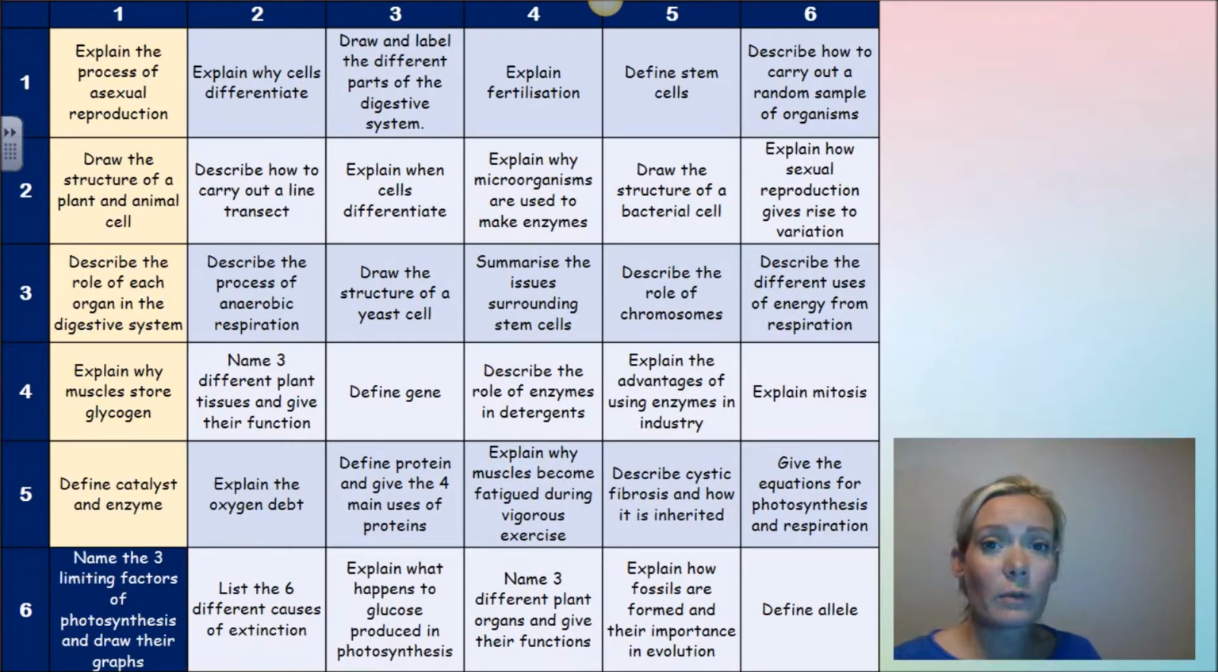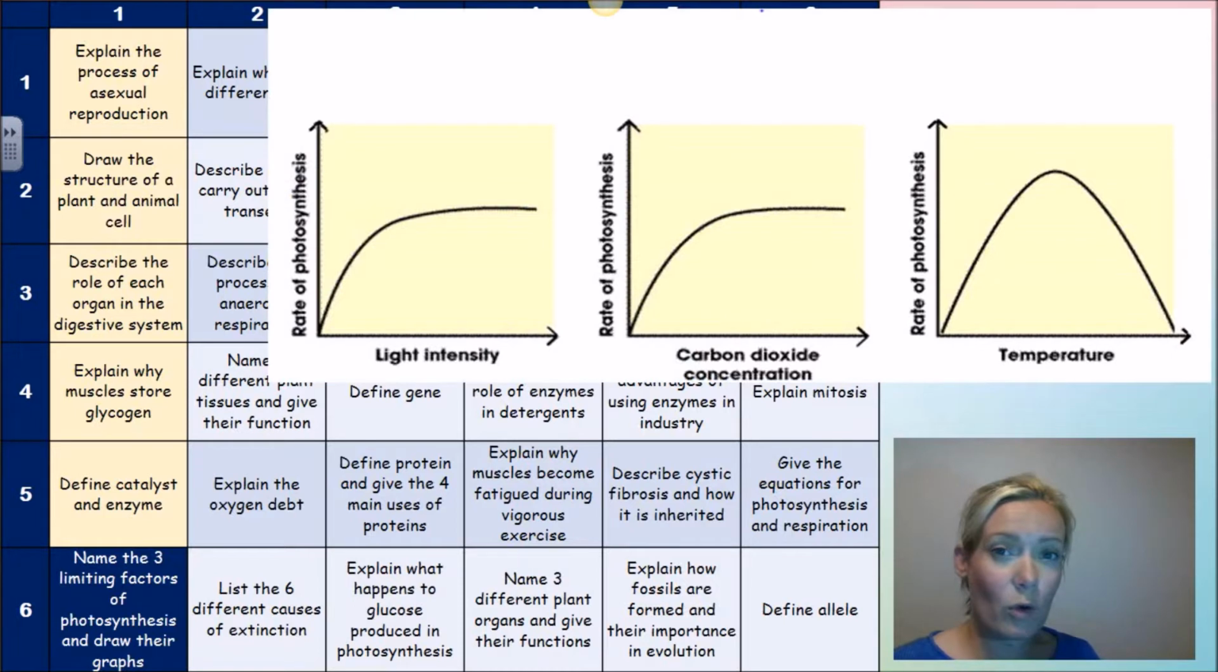Right, going on to the next one then. Three limiting factors of photosynthesis. You must be able to draw and label and explain these graphs. So the first one is light intensity and photosynthesis. So what you can see on this one is if you look at the bottom axes and use the words on the axes to describe it, as light intensity increases, so does the rate of photosynthesis. So you can see that graph increasing.